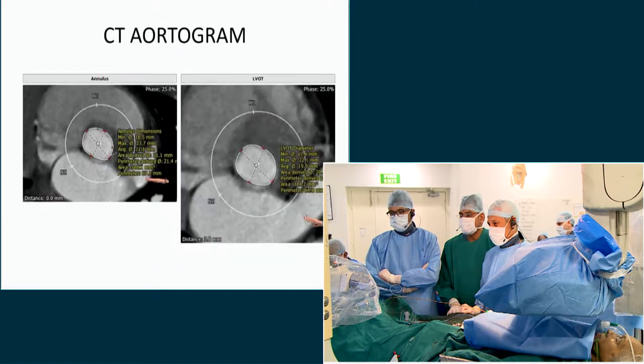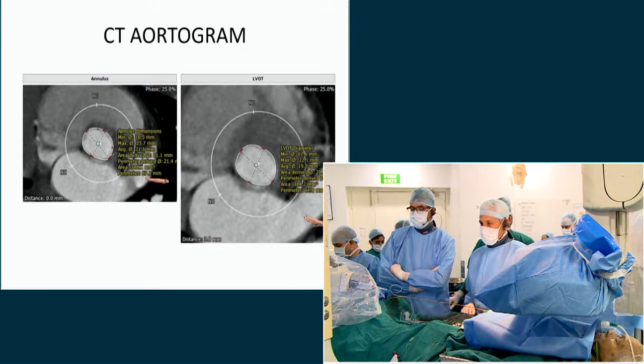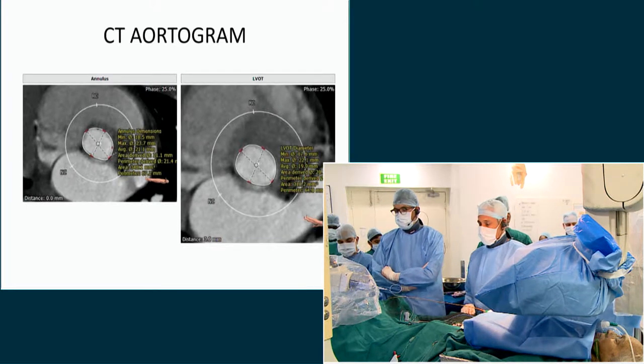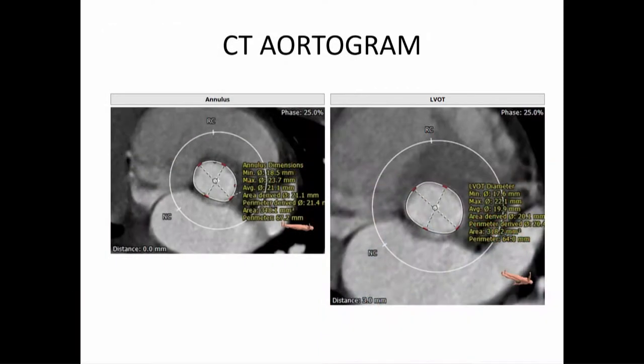So on the CT scan, as we said in the earlier cases, this is the key if you're doing TAVR. Whoever's doing the case needs to understand what the anatomy looks like, needs to review the CT scan. So from a sizing perspective, the annulus area in some measurements is 335, as high as 348. And the LVOT does not really change much. It's a pretty tubular structure.